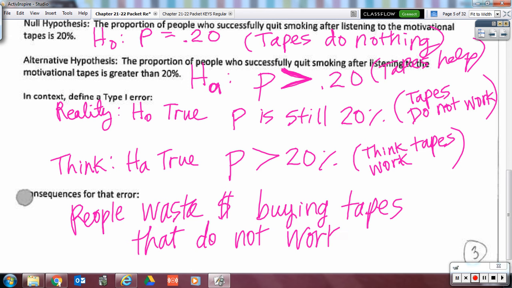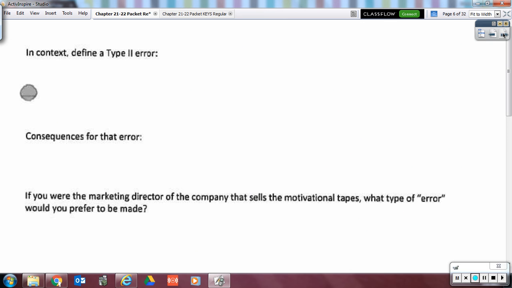Okay, so let's try the next one. Type 2. What's the rule for type 2 error? Reality is what? The reality is H0 is false. It's a false null hypothesis, type 2 error. So the reality is HA is true.